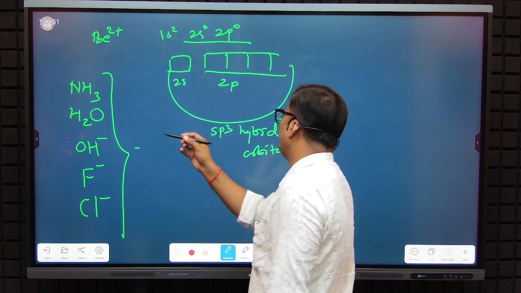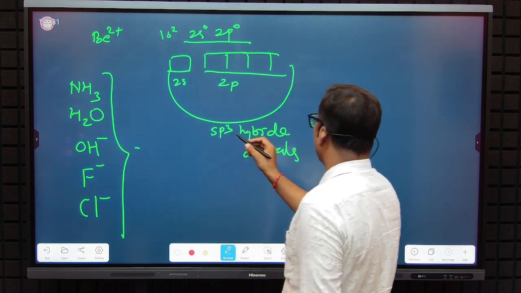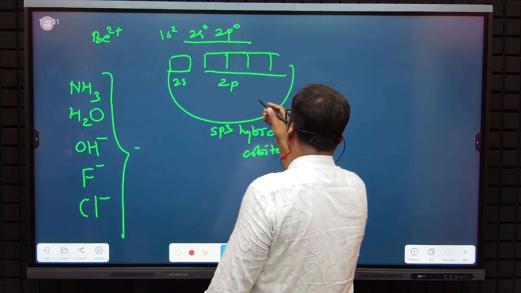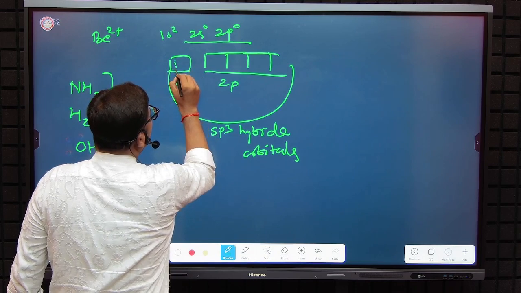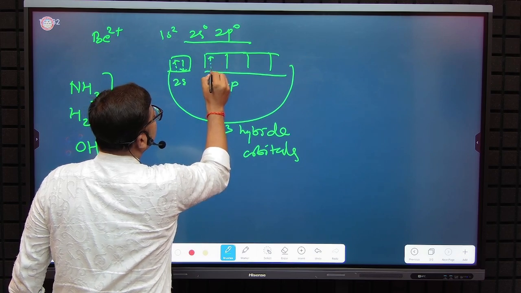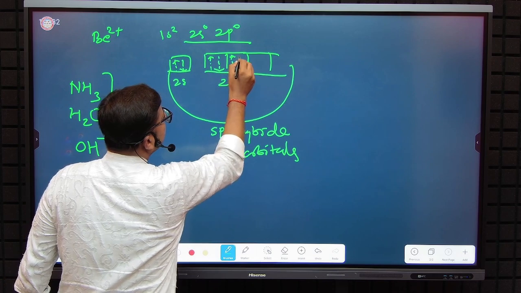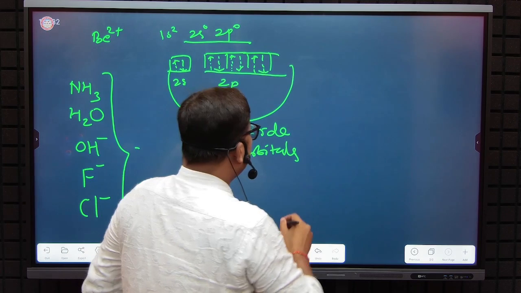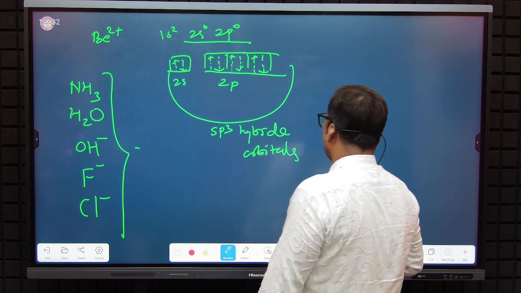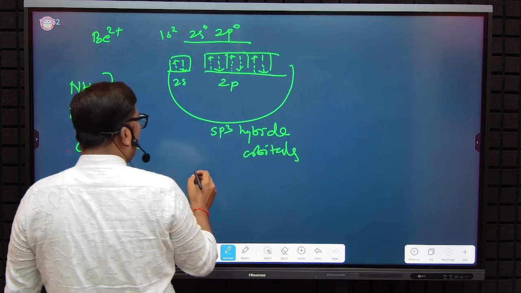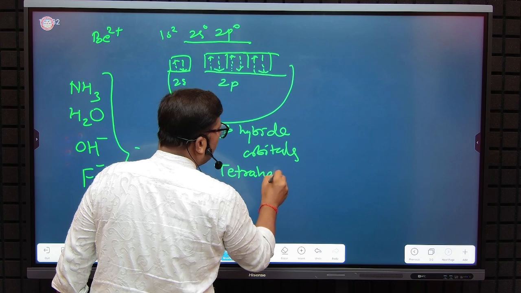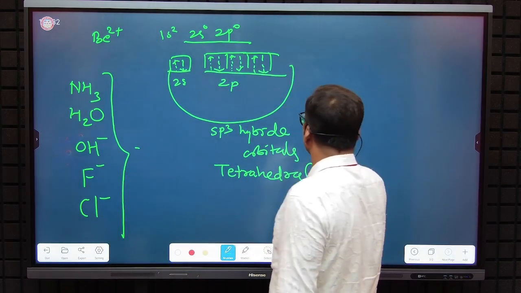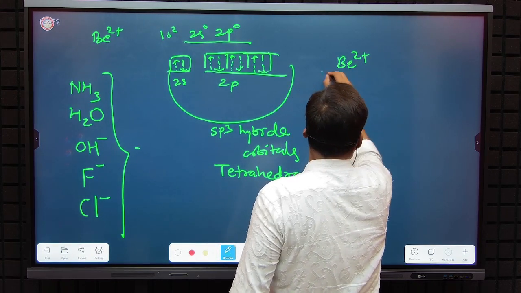In the case of beryllium 2+, because of the presence of 4 vacant orbitals, it can form sp3 hybrid orbitals, and 4 ligands can donate a pair of electrons to each orbital. So it can form a structure like that, right? There are 4 electron pairs in 4 orbitals, so the geometry of the resultant complex appears as tetrahedral. Most of the beryllium 2+ forms tetrahedral compounds.